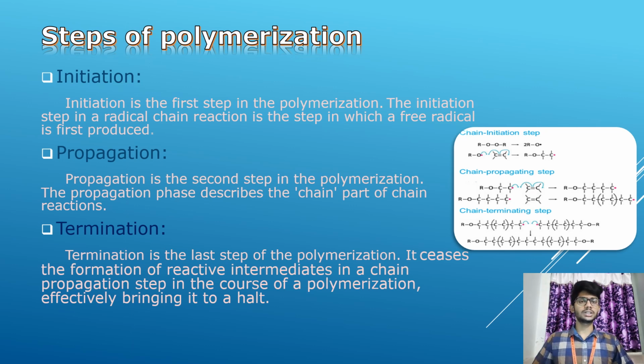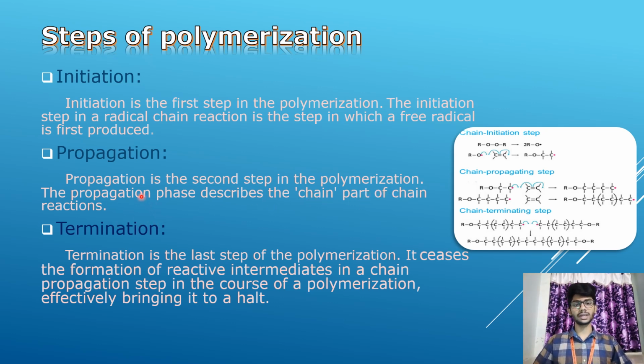So let's discuss the steps of polymerization. There are three steps in polymerization: initiation, propagation, and termination. Initiation is the first step in the polymerization. The initiation step in a radical chain reaction is the step in which a free radical is produced. And then the propagation step, which is the second step in the polymerization, describes the chain part of a chain reaction.